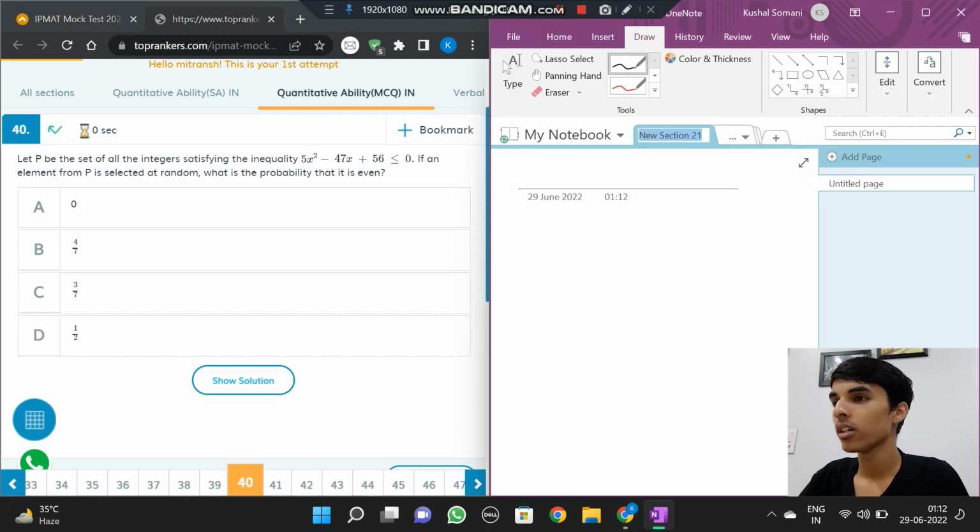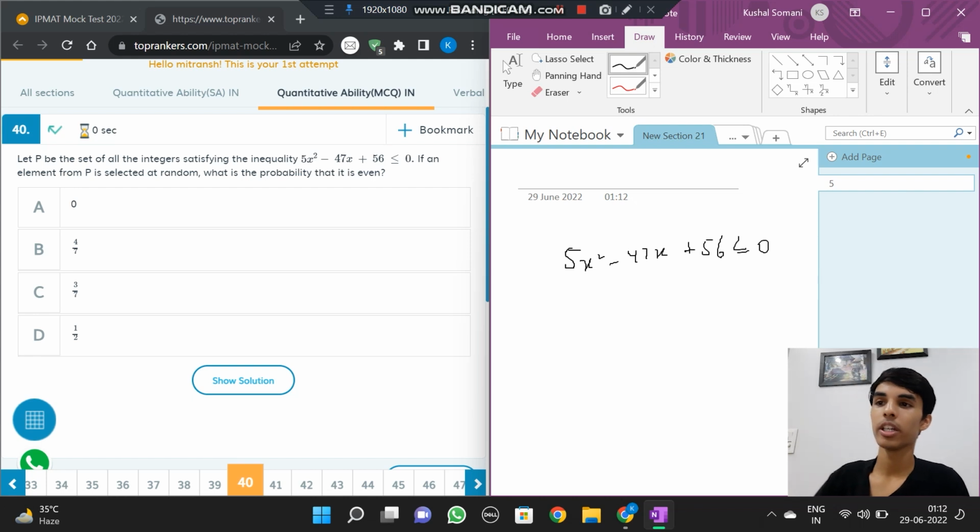This question says that let P be a set of all integers satisfying the inequality 5x square minus 47x plus 56 less than equal to 0. If an element from P is selected at random, what is the probability that it is even? So let us first calculate the range of values of P.